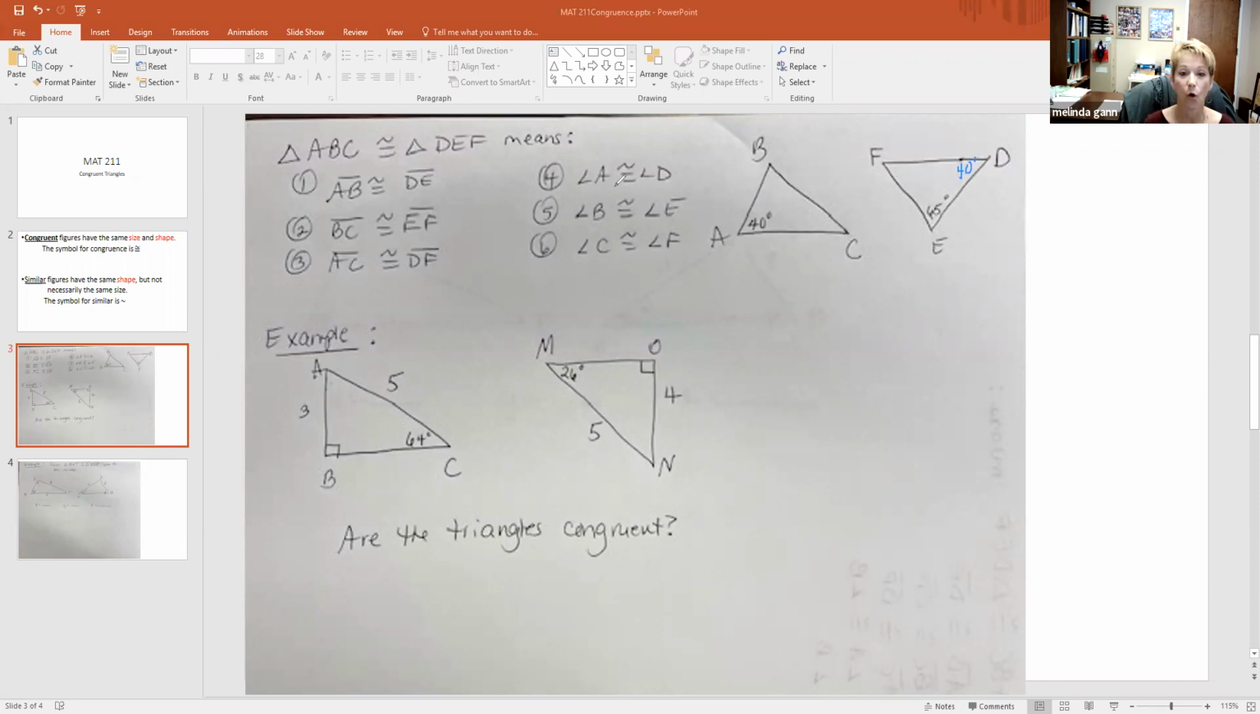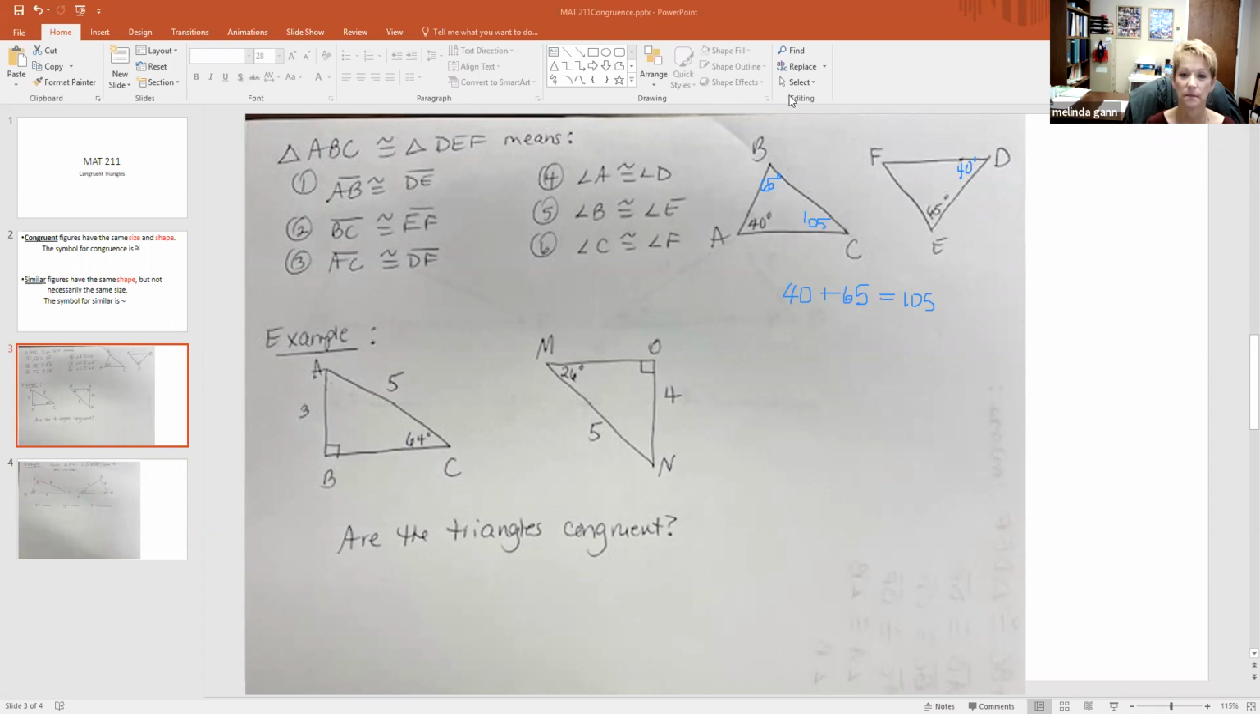Okay. Well, what about B and E? B and E match. So if E is 65 degrees, that guarantees me that B is going to have to be 65 degrees. Now, how would I find C? Well, we already know how to do that. We've already talked about that. Remember, all the angles in a triangle have to add up to 180. So if you do 40 and you add that 65 to it, that's going to give you 105.